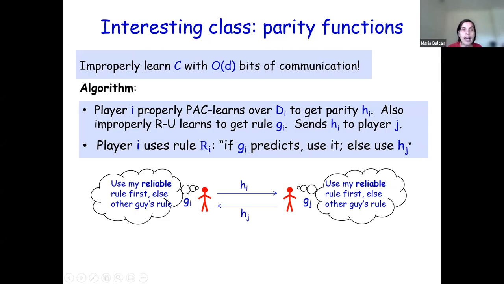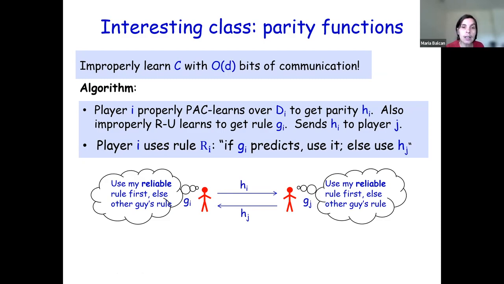We have player i, who properly PAC learns using the distribution D_i and gets the parity function h_i. Player i also learns in the reliable useful model to get the rule g_i. So player i does both types of learning procedures. Then he sends h_i, the parity function that he learned by learning properly, to the other player j, and vice versa.